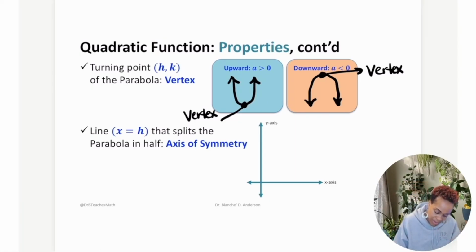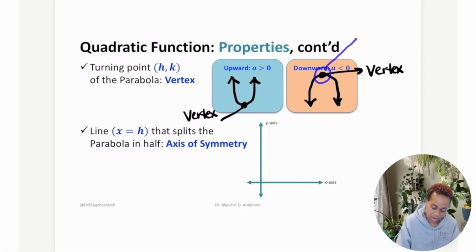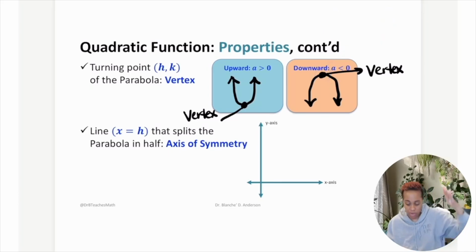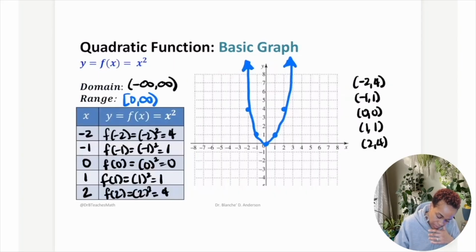So when it's upward like that, this right here is the lowest point of the graph. Okay, when it's open upward, that's the lowest point of the graph. And then right here, this is the highest point of the graph, or the maximum point of the graph. And when I say point, I'm talking about the ordered pair x, y. So upward or downward.